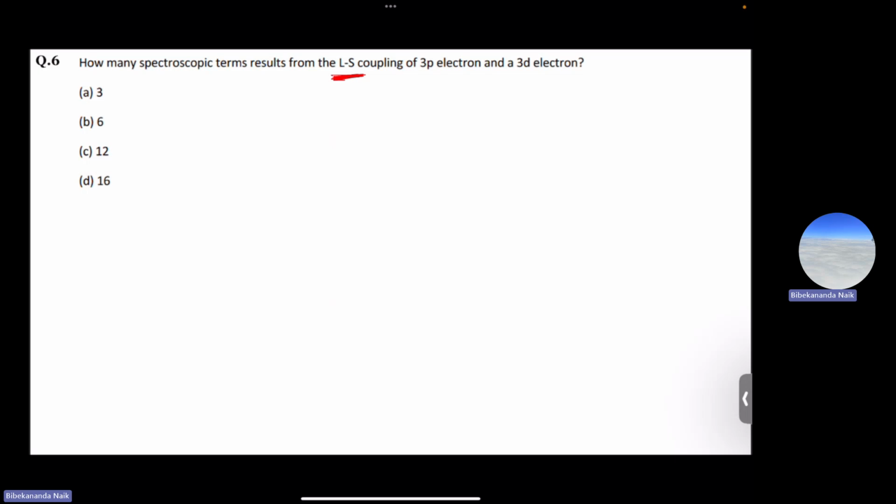So these are the four options. I'll give you a few minutes to think about this question and try it. What will be the number of spectroscopic terms when there is LS coupling between 3p electron and 3d electron? Then we will discuss what will be the correct answer.